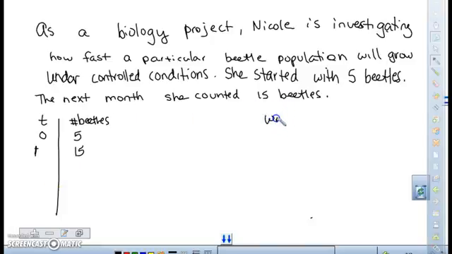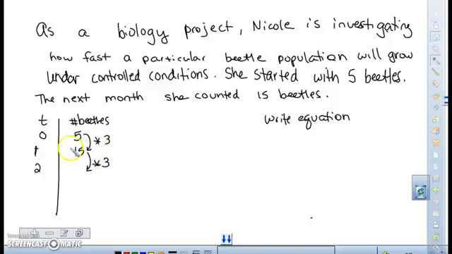Okay, so we're going to write the equation. Biology project. Nicole is investigating how fast a particular beetle population will grow under controlled conditions. She started with 5 beetles, and the next month she counted 15. So here's our table. So the second month, what are we multiplying by? We're multiplying by 3, so it is growing.